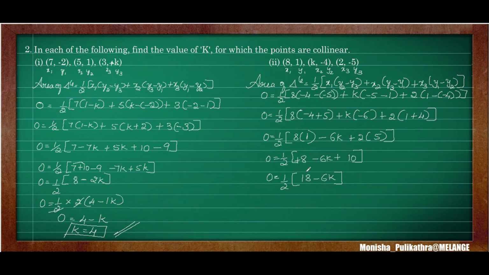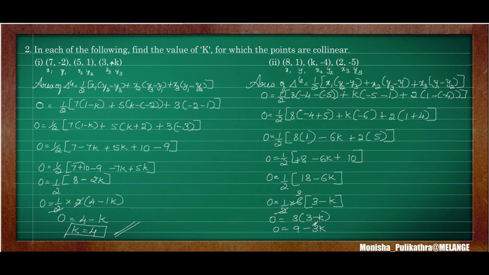Okay, 6 ones are 6, 6 threes are 18. So we can take 6 as common here. It will become 3, 6 3s are 18 minus 1k. So simply we can write it as k. Here 2 ones are 2, 3s are... So 0 is equal to 3 into 3 minus k. So we can multiply it. 3 3s are 9 minus 3k.